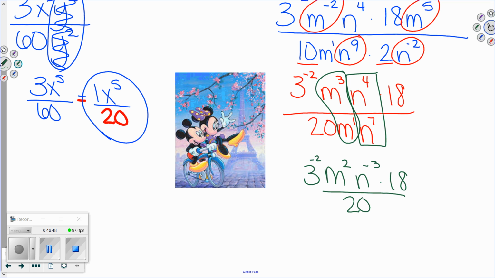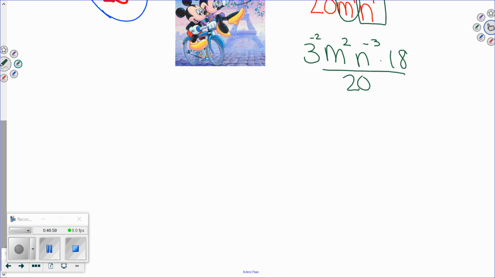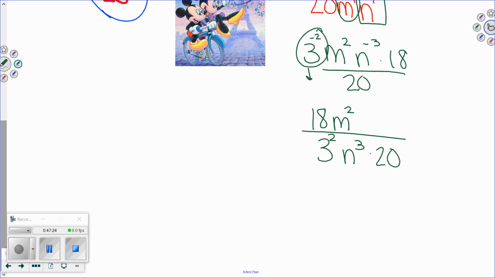All right, so I put stuff together. What's my next step? What's step 3? Move your negative exponents. Okay, what gets moved? The 3 and that n. Right, so the m squared stays up top. The 3's come into the bottom. The n's come into the bottom. I still have that 20 down there. And I still have that 18 on top. I'm going to throw him up front just because he looks weird on the backside. Okay, so all I did was take my negative stuff and move it.